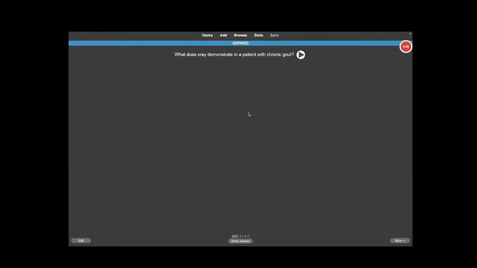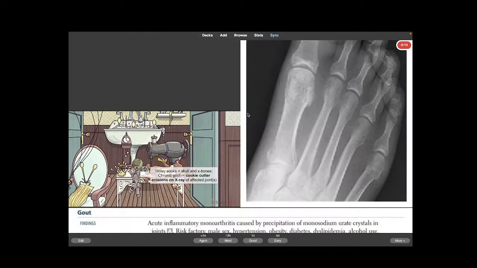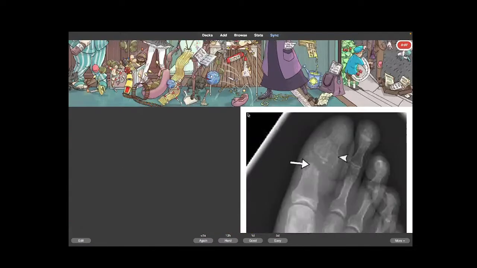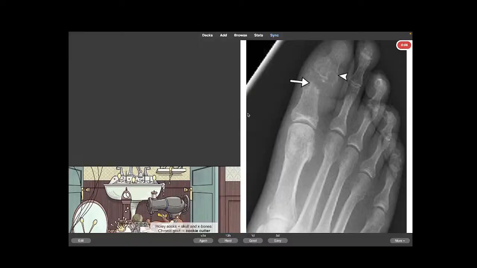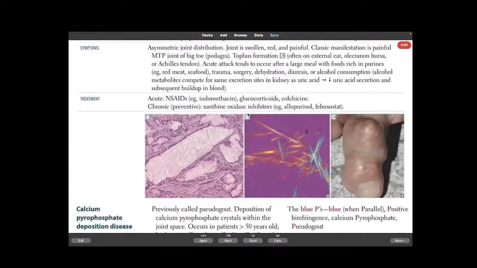What does X-ray demonstrate in a patient with chronic gout? X-ray. Affected joint. Well, cookie cutter, what does that have to do with it? What? You call that a cookie cutter erosion? I don't know if you call that. Who wants to call that a cookie cutter?